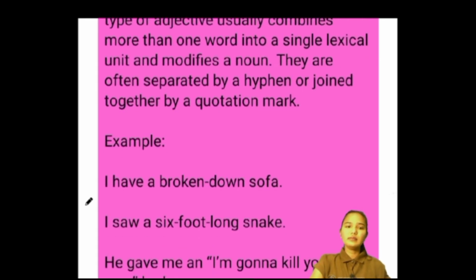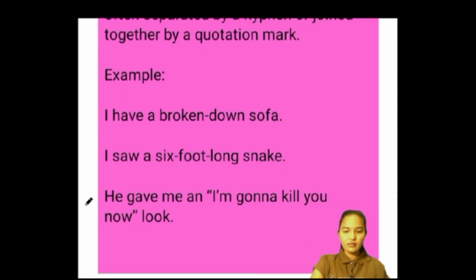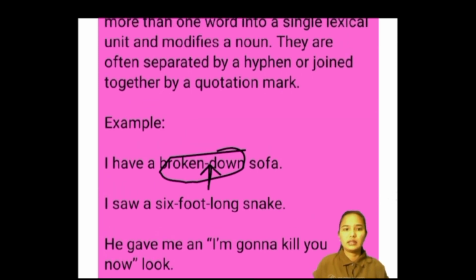Now let's go through examples. It's very easy to understand. I have a broken-down sofa. Okay, so here I think you're able to see this mark. This is doing what? These two words are together here. That's what we have just studied.